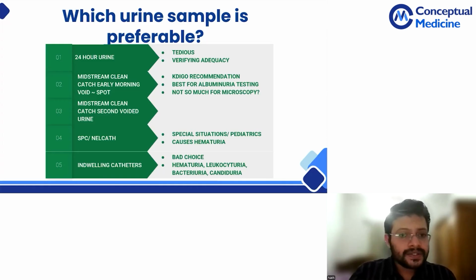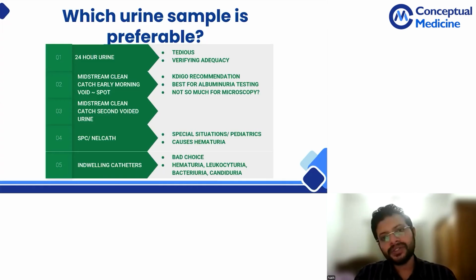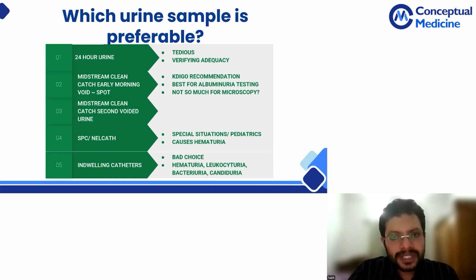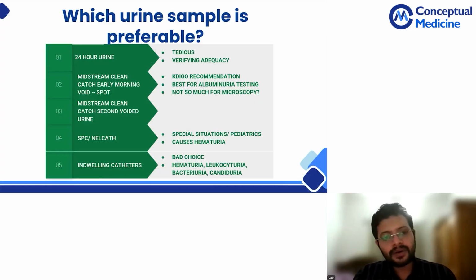Number two is your midstream clean catch in the early morning void, which is commonly called the spot sample. Sometimes it's practically difficult to get the first voided urine, so even the second voided urine is fine, but it has to be a clean midstream catch. Number three, the midstream second void urine, so either the first urine or the second urine.